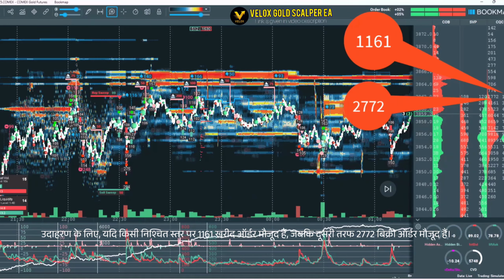For example, if there are 1,161 buy orders resting at a certain level, while 2,772 sell orders are stacked on the opposite side, it means that sell-side liquidity exceeds buy-side liquidity by 1,611 contracts. This imbalance may indicate strong selling pressure at that price level.